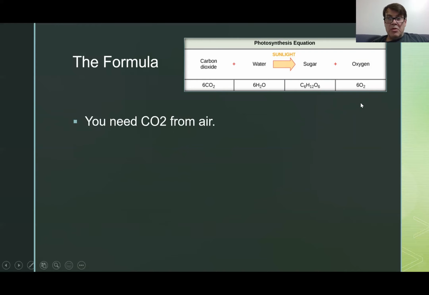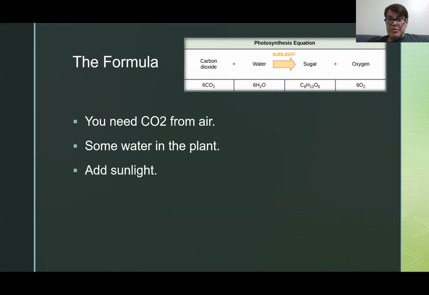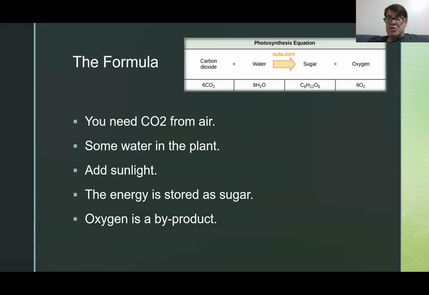Now, we get the CO2 from the air. That's a subscript 2, by the way. And then you need some water, which comes up from the ground usually. Then you add a little sunlight, and the energy is stored as sugar, and oxygen is a byproduct. I remember this from middle school, probably 8th or 9th grade. I took biology in the 9th grade, I think.